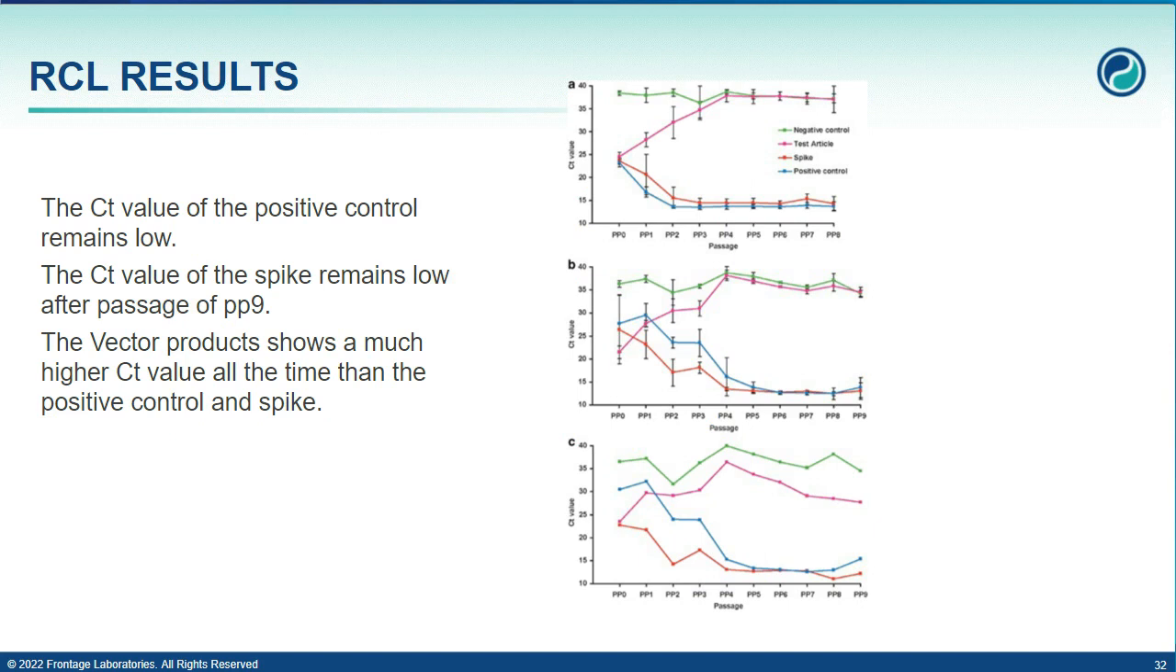Here shows the RCR results. So the CT value of the positive control remains low. The CT value of the spike remains low after passage of P9. And the vector product shows much higher CT value all the time than the positive control and spike, which shows the vector is RCL-free.